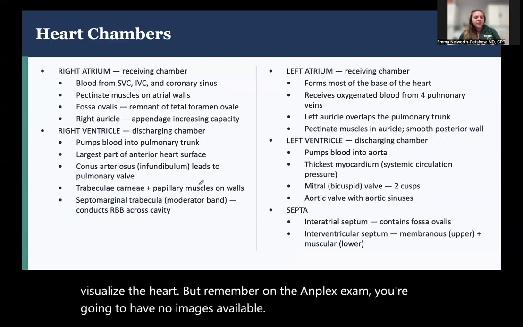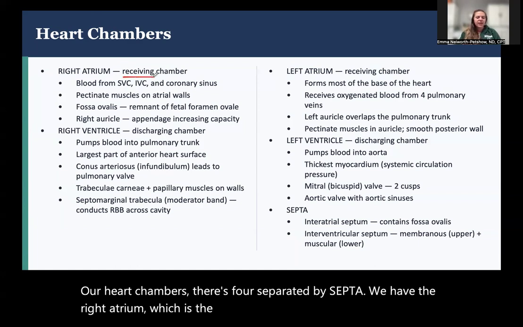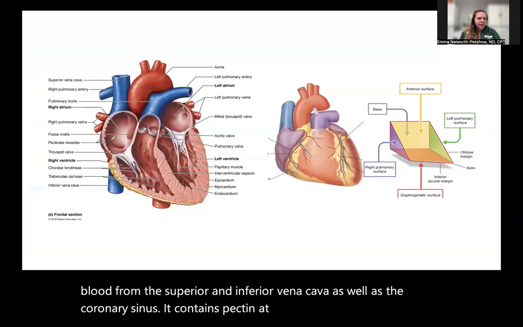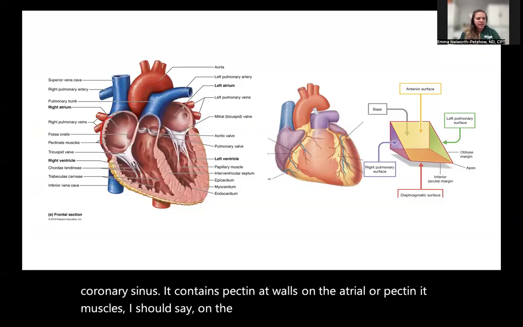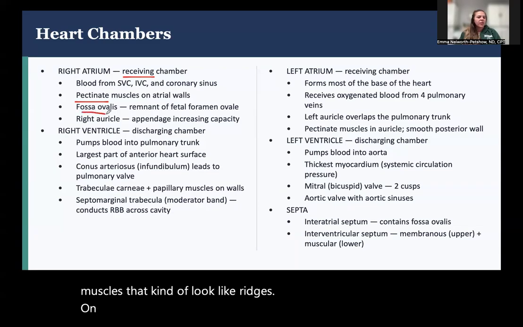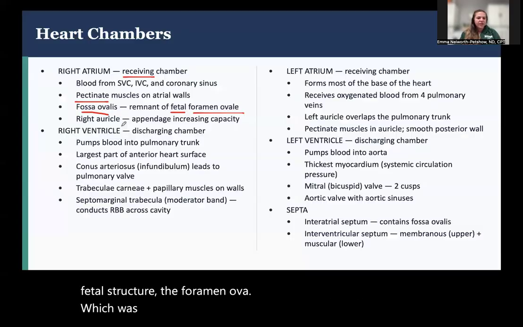Our heart chambers, there are four, separated by septa. We have the right atrium, which is the receiving chamber. This receives blood from the superior and inferior vena cava, as well as the coronary sinus. It contains pectinate muscles on the atrial walls. We can see these pectinate muscles that look like ridges on the atrium. There's also the fossa ovalis. This is a remnant of a fetal structure, the foramen ovale, which was a hole. We can see that fossa ovalis here.